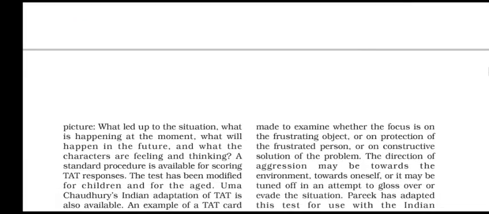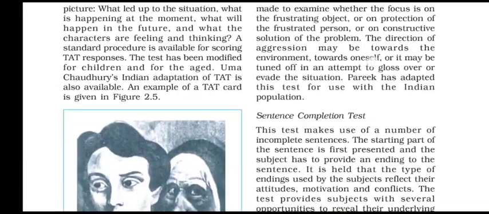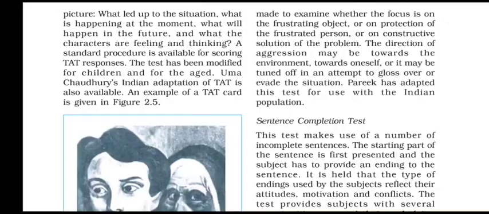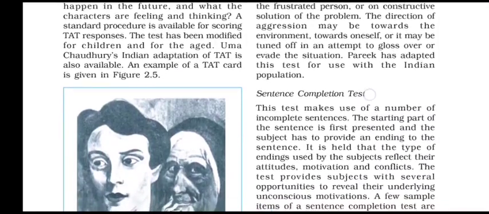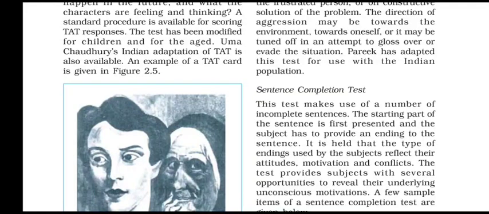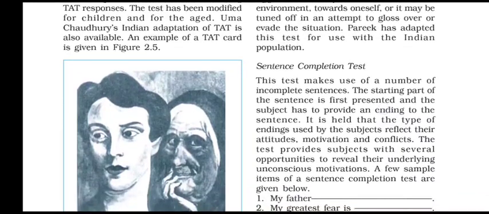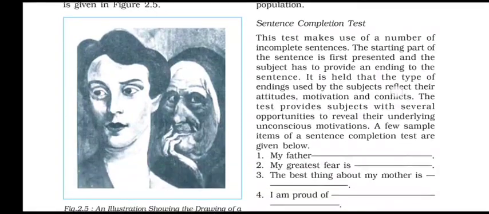The subject is asked to tell a story describing the situation presented in the picture. What led to the situation? What is happening at the moment? What will happen in the future? And what the characters are feeling and thinking. A standard procedure is available for scoring TAT responses. The test has been modified for children and for the aged. Uma Chaudhary's Indian adaptation of TAT is also available. An example is given.